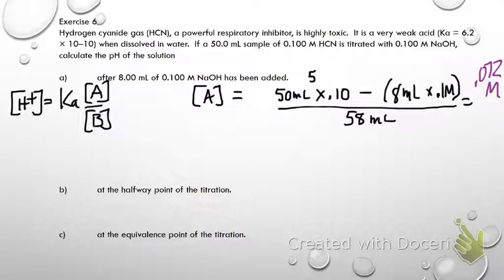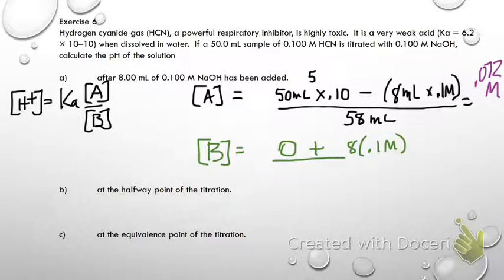Now I need to do the same thing and calculate my new concentration of base. Right? This is 0 because I had none, right? Say yes, I had none. Okay. Plus, because I'm adding some, 8 times 0.1 molar, divided by 58, which ends up being 0.013 molar.